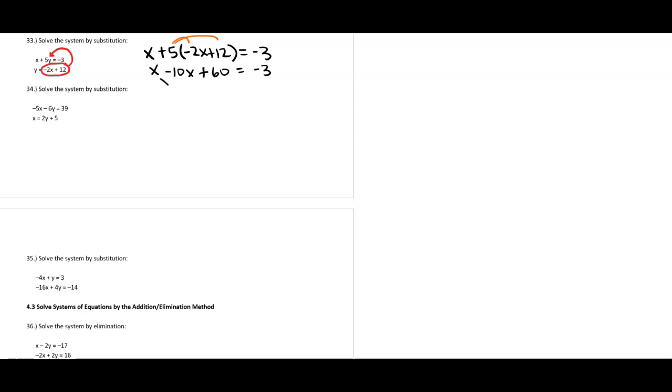Okay, now we've got to combine some like terms here. So that's negative 9x. And the 60 needs to be moved over to the other side, so let's subtract 60 over there. So I get negative 9x equals negative 63. And then I just need to divide by negative 9. So x equals 7. Okay, but remember, I'm not done.